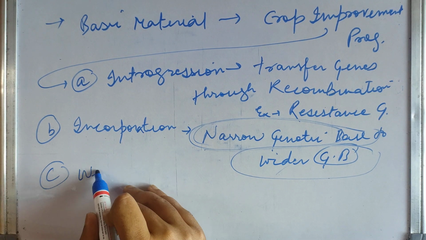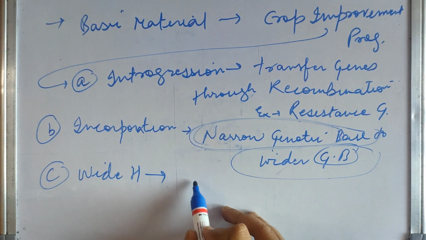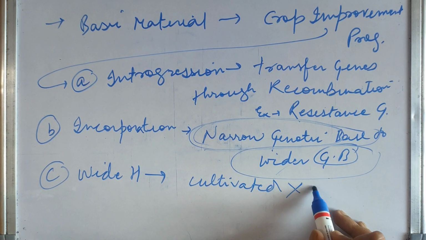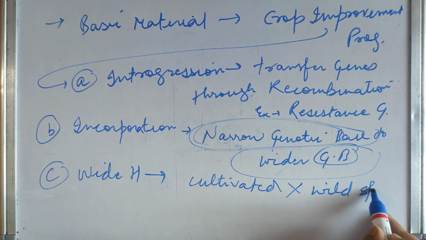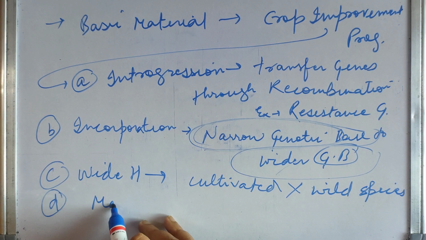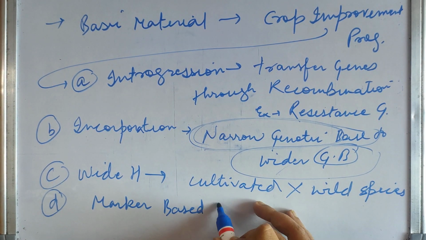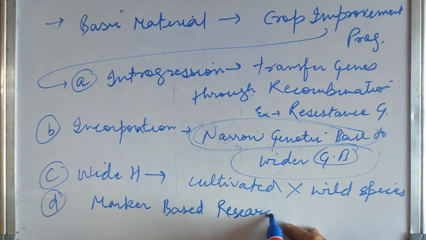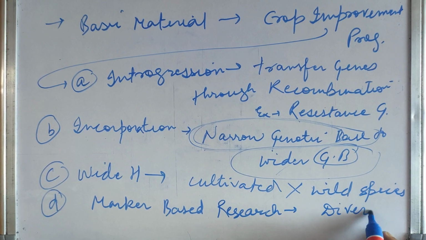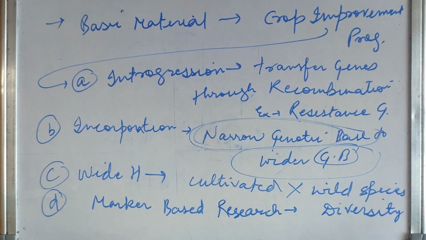C, we can do wide hybridization. Here we cross cultivated species with wild species. D is marker based research. Here it is done to study diversity. So these were the 4 methods used in crop improvement program.